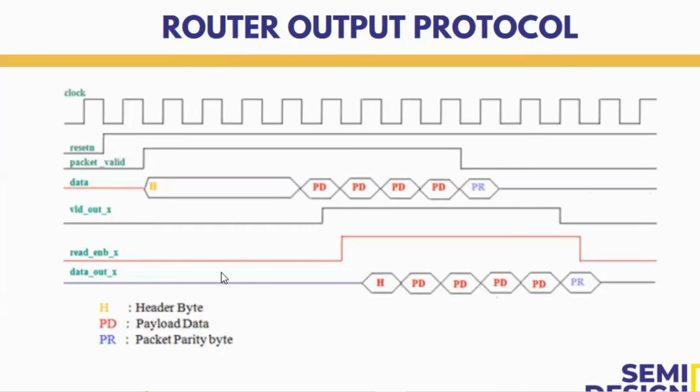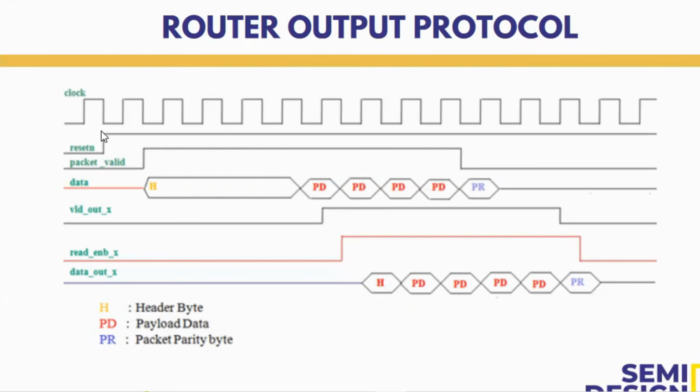Once read enable is high, meaning the data is being read from this channel, data out will send the data: the header, the payload, and the parity.